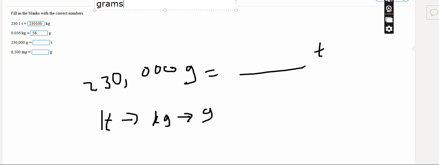How many tons is that? We're going to divide. So how much are we going to divide by? How many zeros do you see here?